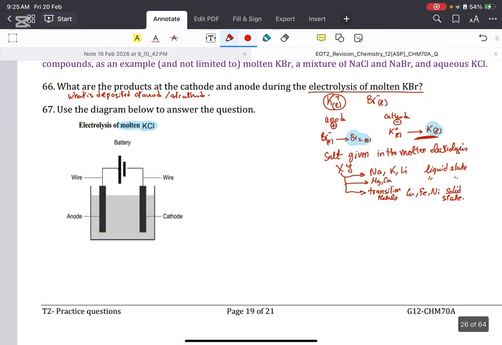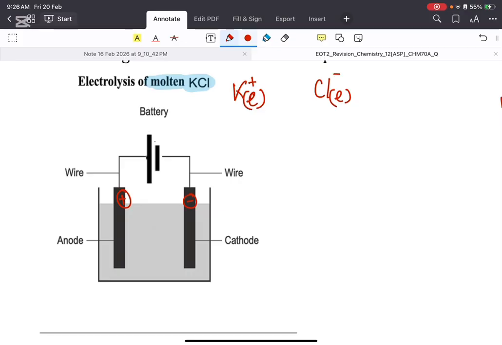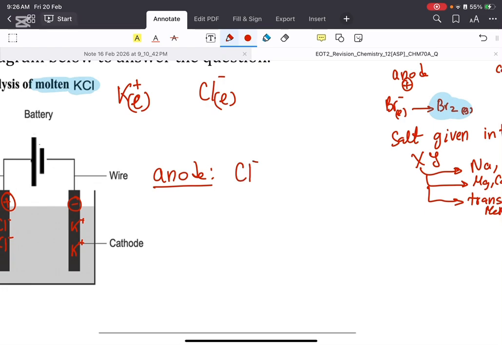Okay, so let's split this. This is the cathode, the negative electrode, and this is the positive electrode. In molten KCl, I have liquid potassium ions and liquid chloride ions. So the chloride ion is going to gather around the anode and the potassium is going to gather around the cathode. Now at the anode, I have oxidation. I have Cl minus going into Cl2 gas. I need to balance it.